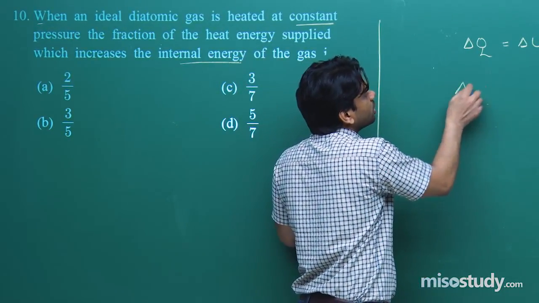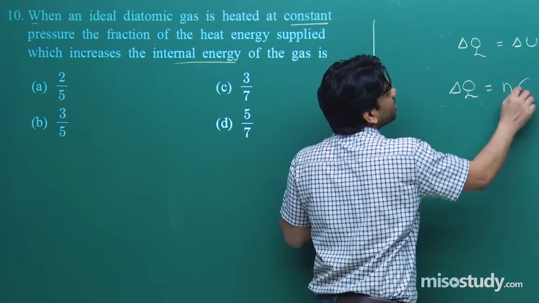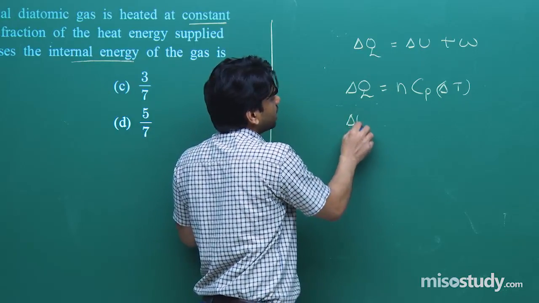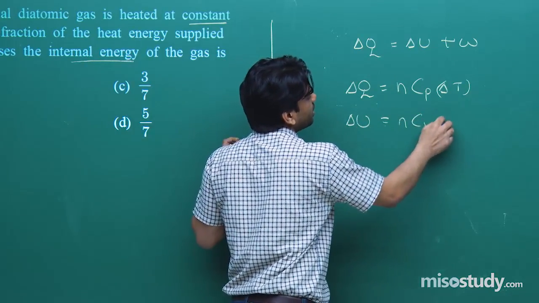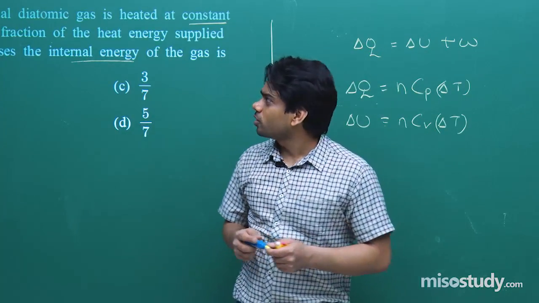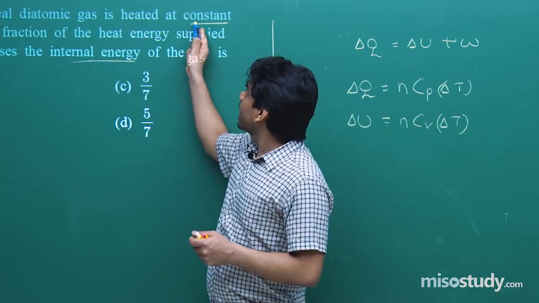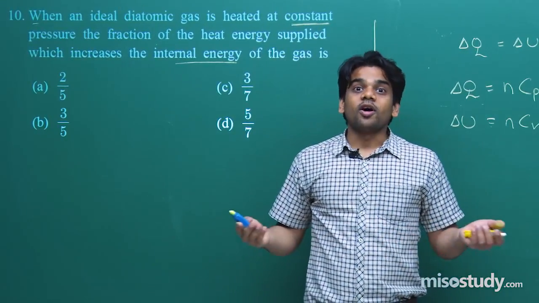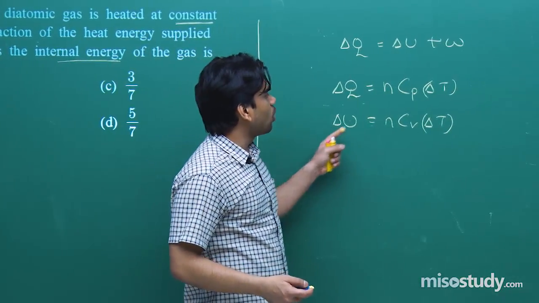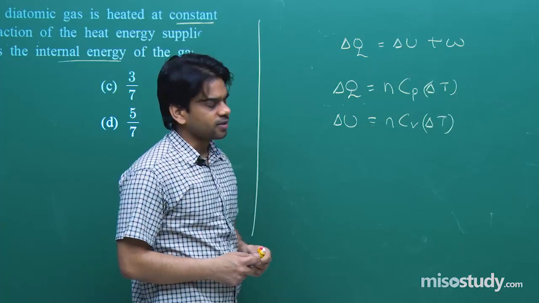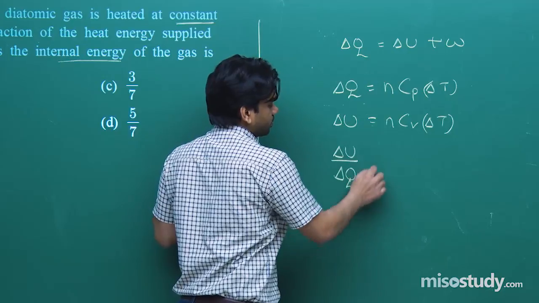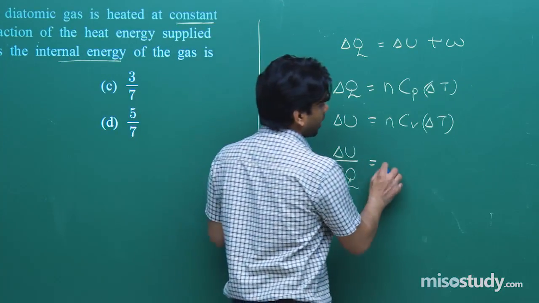What we require is the fraction of heat supplied which increases the internal energy of the gas. So you can use delta Q is equal to NCP delta T. This is what we know, and delta U is equal to NCV delta T. I have told you in detail about all this. Once again, if you want, you can read this. At constant pressure, the heat energy supplied will be NCP delta T, and we all know that the value of delta U is NCV delta T. You need to find out delta U by delta Q.